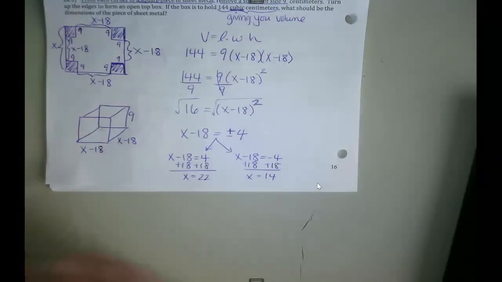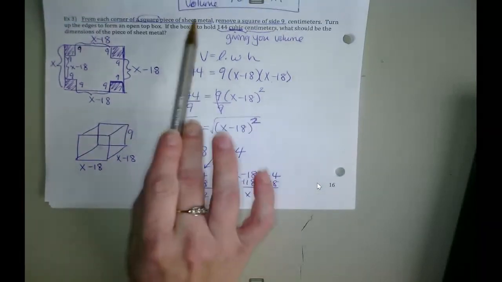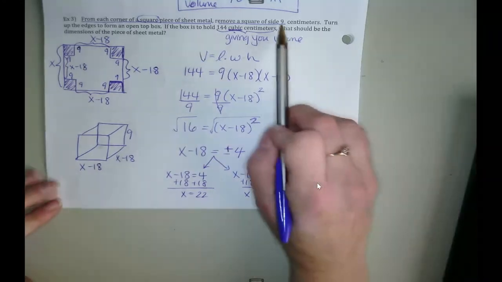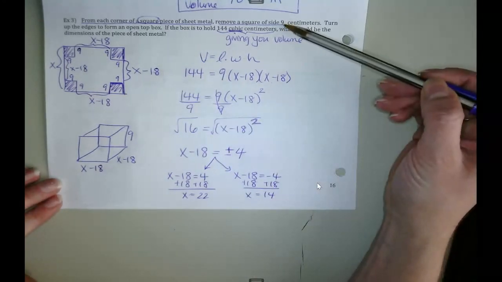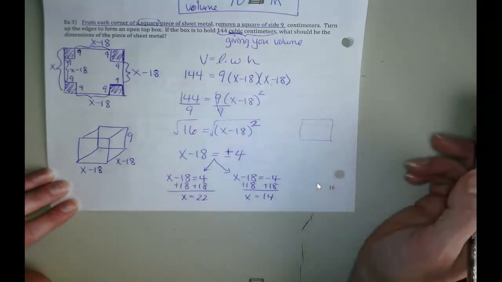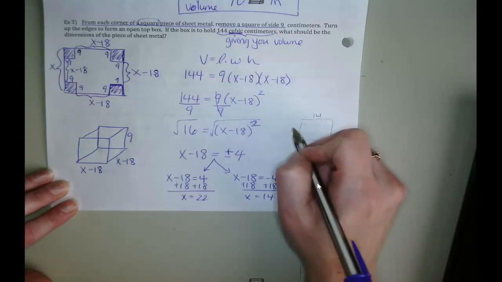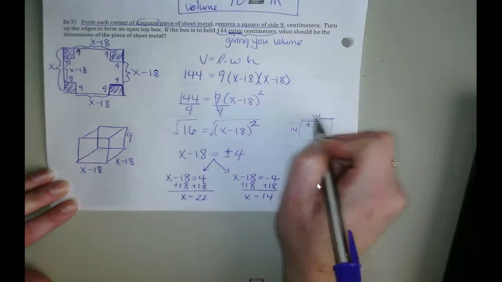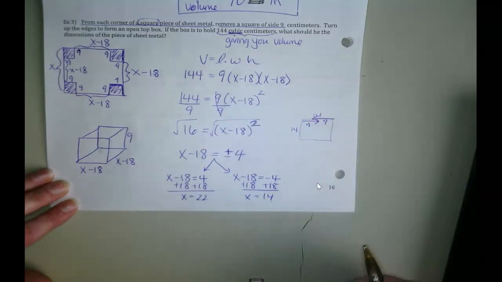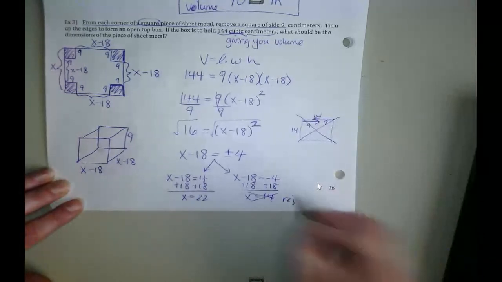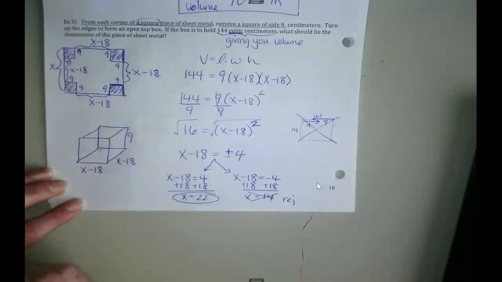Well, remember that this is giving you what the original piece of sheet metal's dimensions were, and that was X by X. But then I have to remove 9 centimeters from both corners. So if I have an original piece of sheet metal and it's only 14 by 14, based on this answer, is there a way for me to cut 9 centimeters from both corners on that? Hopefully you all agree that that's not possible. So this answer gets rejected, and the only possible solution is 22.